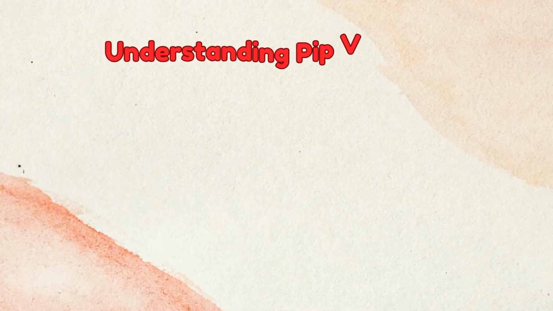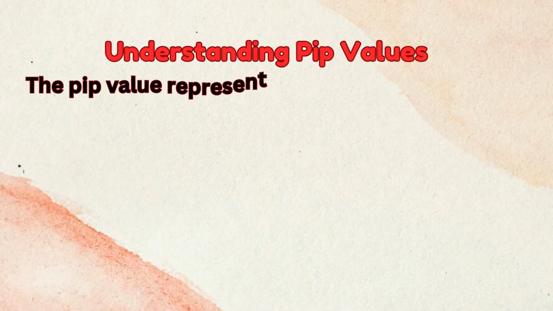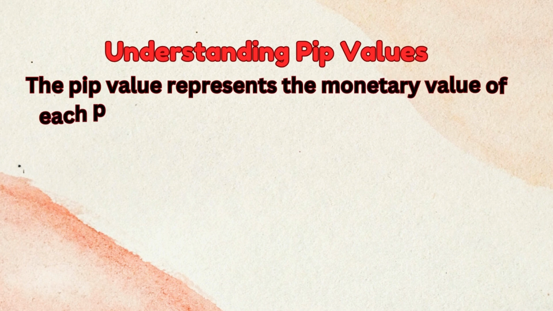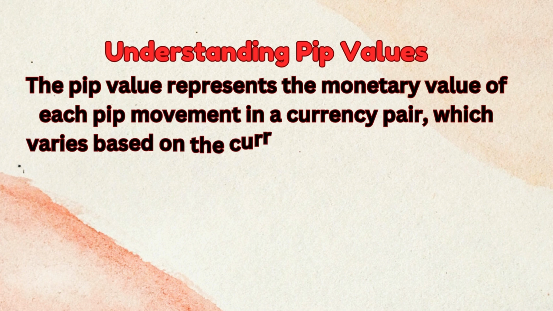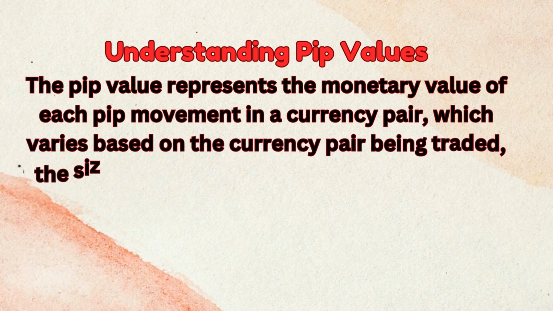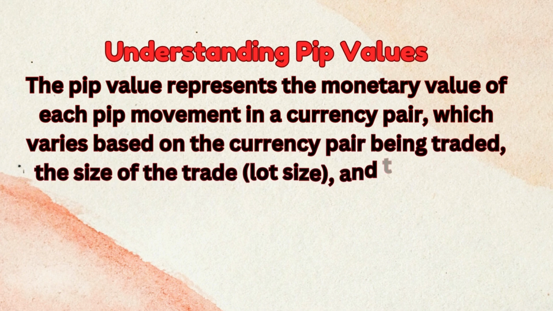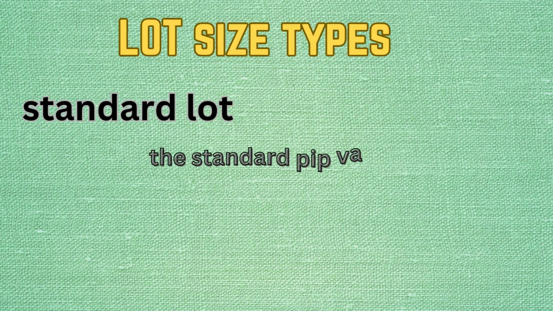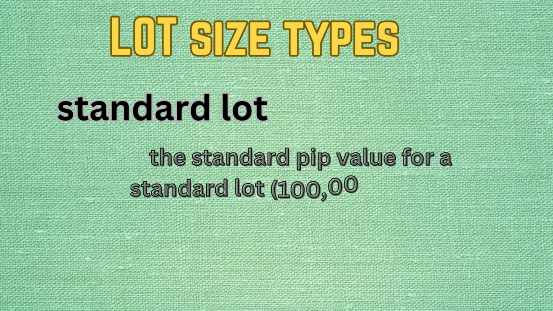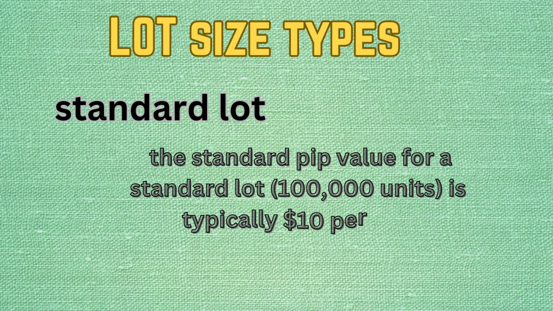So the next thing that we need to do is understand pip values. The pip value represents the monetary value of each pip movement in a currency pair, which varies based on the currency pair being traded, the size of the trade, which is the lot size, and the current exchange rate.